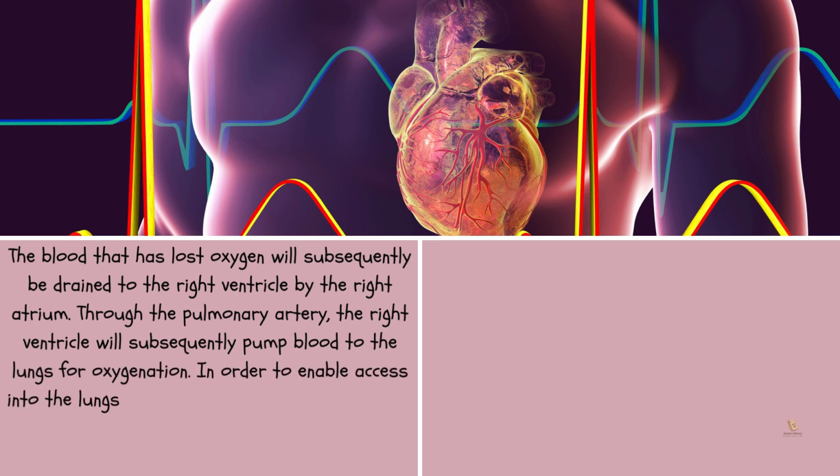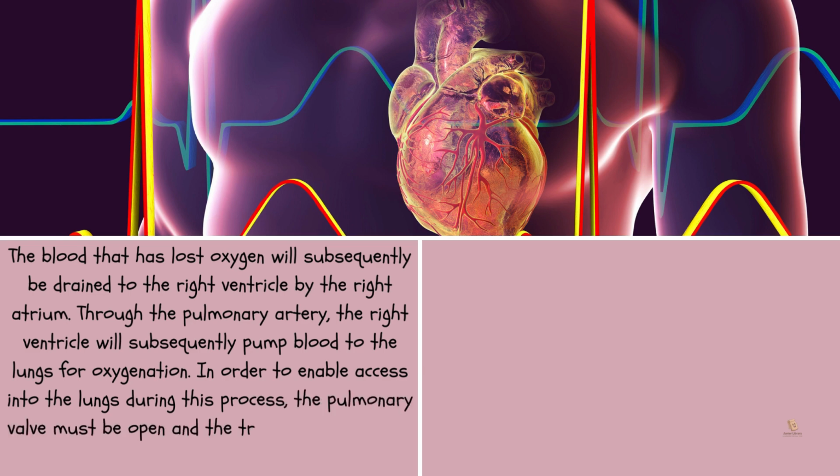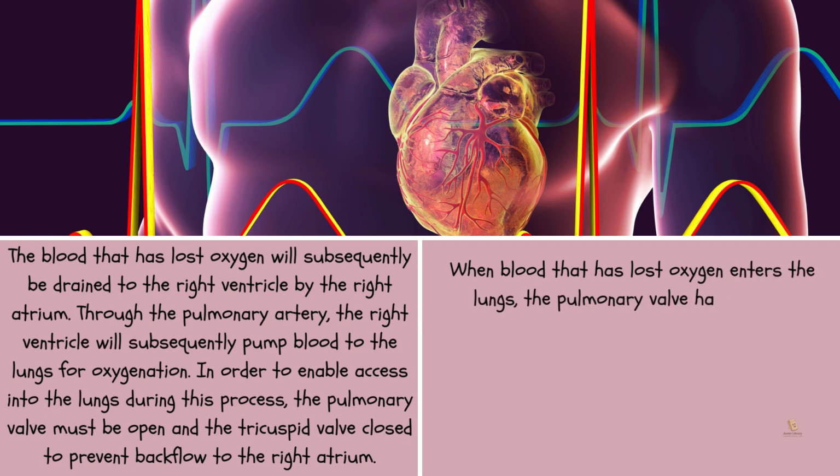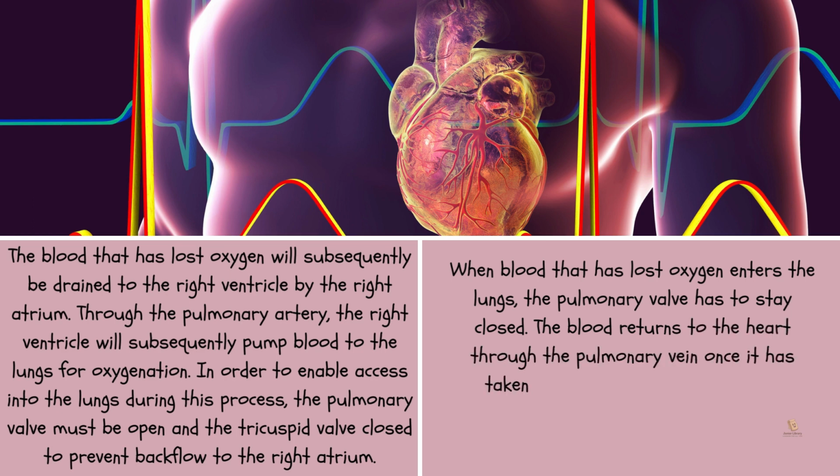In order to enable access into the lungs during this process, the pulmonary valve must be open and the tricuspid valve closed to prevent backflow to the right atrium. When blood that has lost oxygen enters the lungs, the pulmonary valve has to stay closed. The blood returns to the heart through the pulmonary vein once it has taken up oxygen from the lungs.